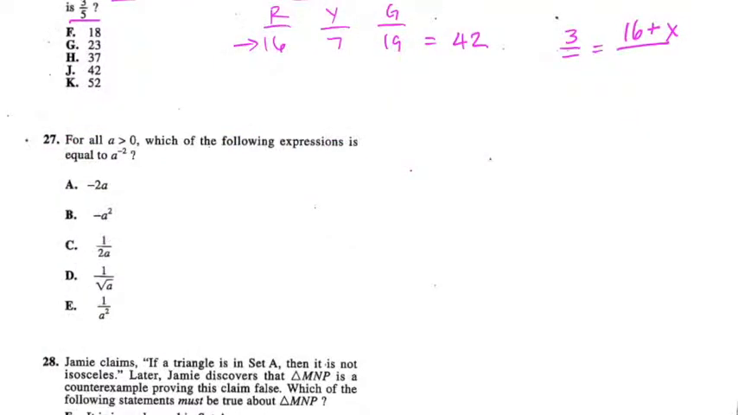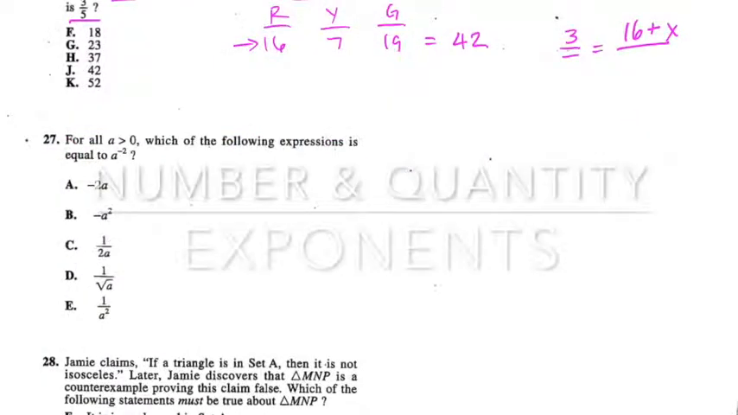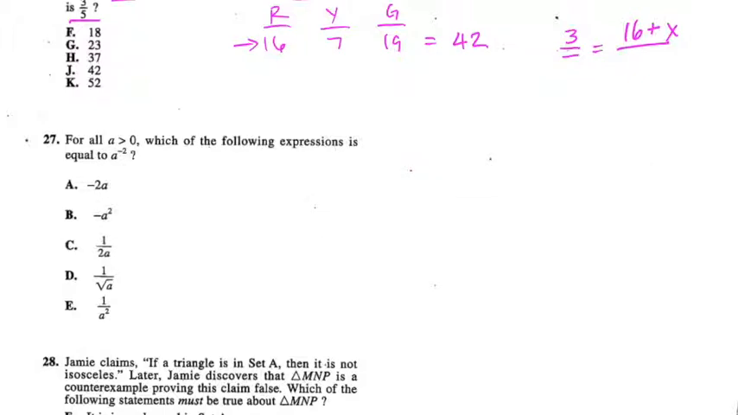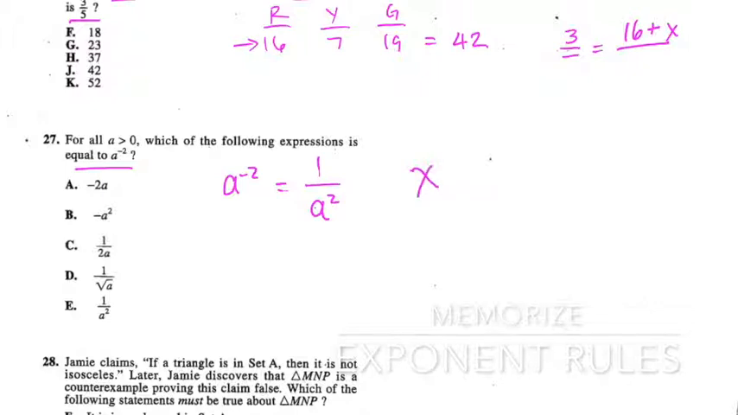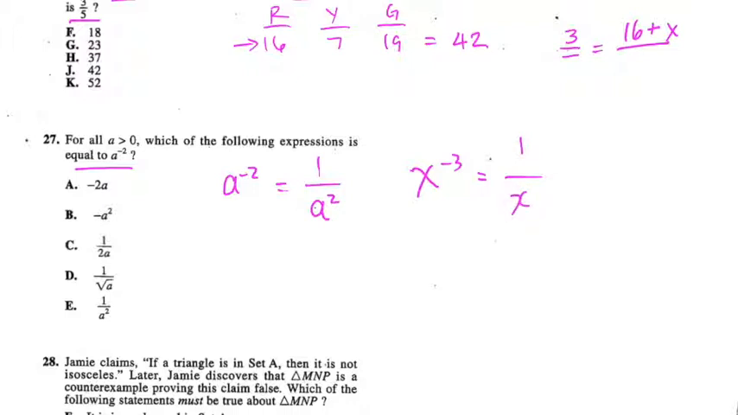Number 27 is a number and quantity question, and we are working with exponent rules. For all a greater than 0, which of the following expressions is equal to a to the negative 2? If you know your exponent rules, you know that this is 1 over a squared. Any number raised to a negative power can be expressed as 1 over that base raised to the positive exponent. So this is answer choice E.